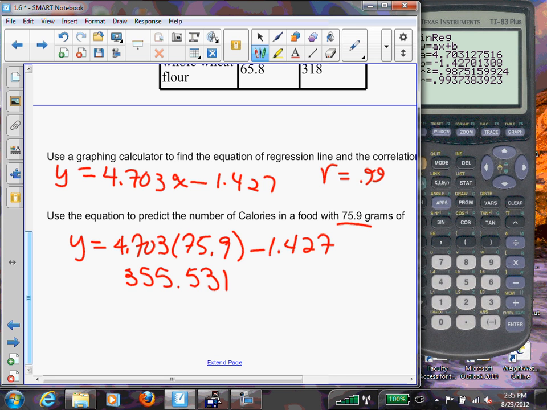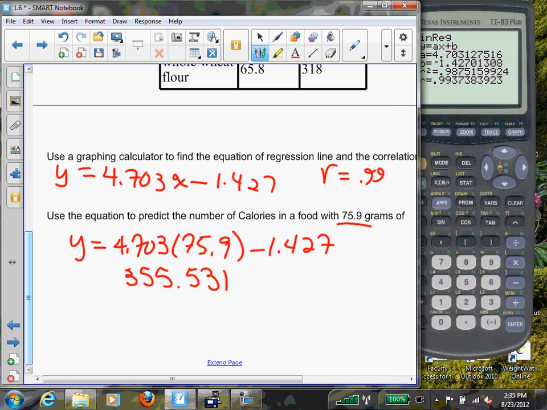Second part of the question. The R is your correlation coefficient. So if it falls below 0.8, or negative 0.8, then we are not confident that a linear relationship exists.